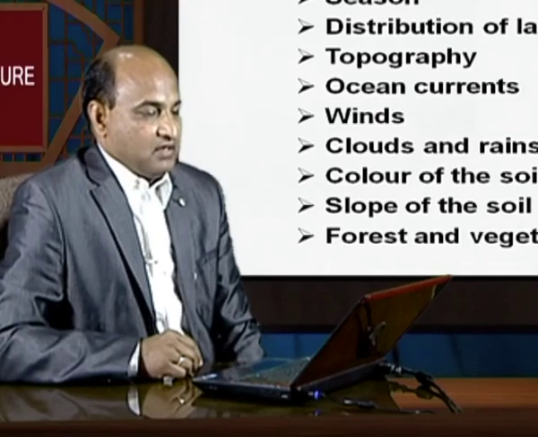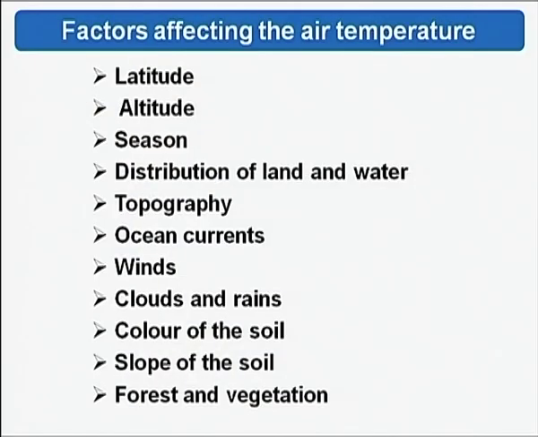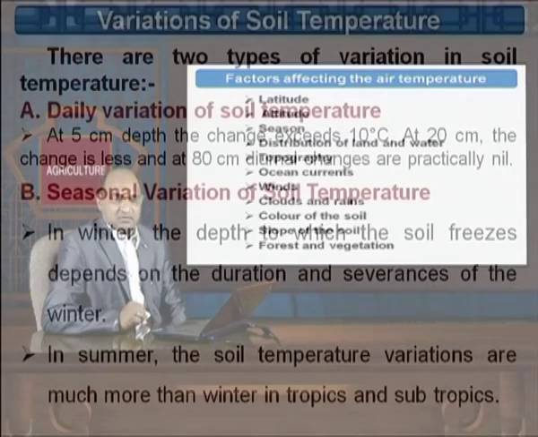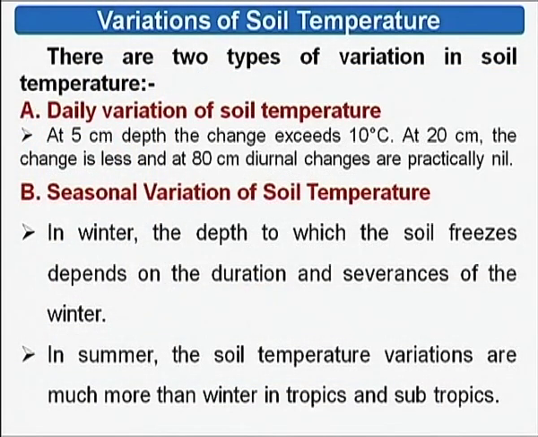Factors affecting the air temperature: it varies according to the latitude, altitude, season, distribution of land and water, topography, ocean currents, winds, clouds and rains, color of the soil, slope of the soil, forest and vegetation. So there are different factors which affect the temperature, and they are related to the topography, physiography and the environmental variables.